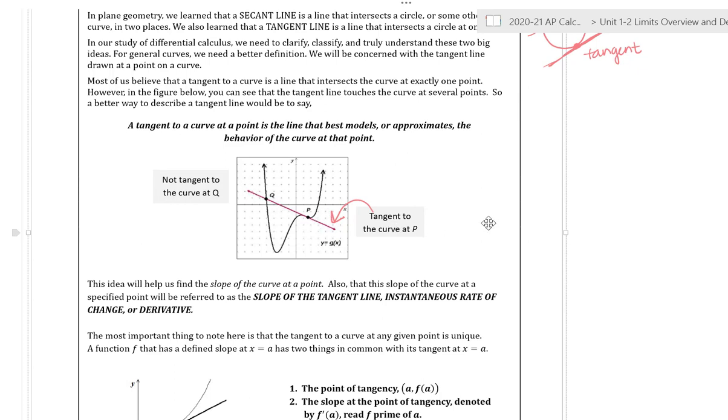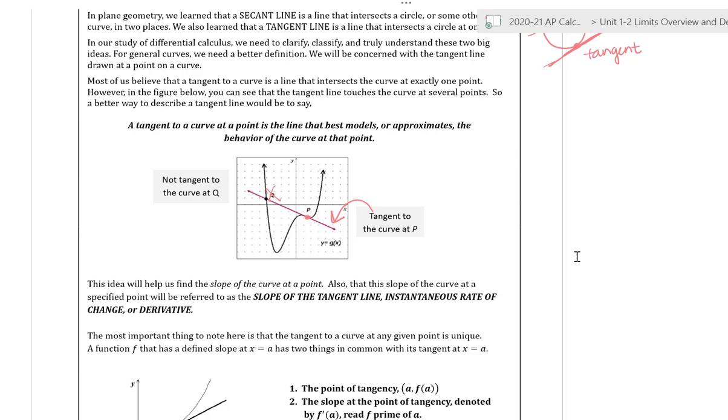So let's refine our definition and say that a tangent to a curve at a point is a line that best models or approximates the behavior of the curve at that point. Don't confuse these two things. This tangent line is only tangent to point P on this curve. It is not tangent to point Q, even though it intersects point Q.